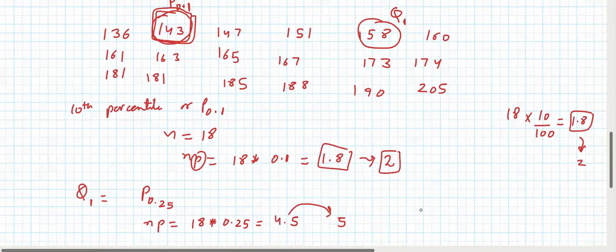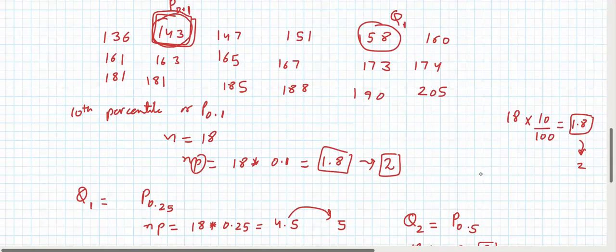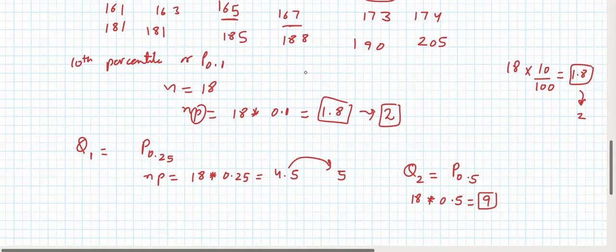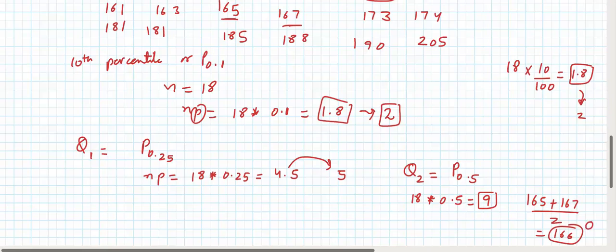If you want to calculate Q2, that is the same as the median, but let us do it this way. This is P.5, so we do np. N is 18, P is 0.5, so that is 9. Now you take the average of the 9th and 10th entries. So this is 1, 2, 3, 4, 5, 6, 7, 8, 9 and the 10th entry. You take the average: 165 plus 167 divided by 2, and that is 166. So that is your Q2. Clear?